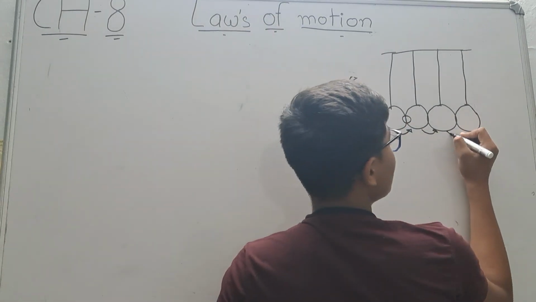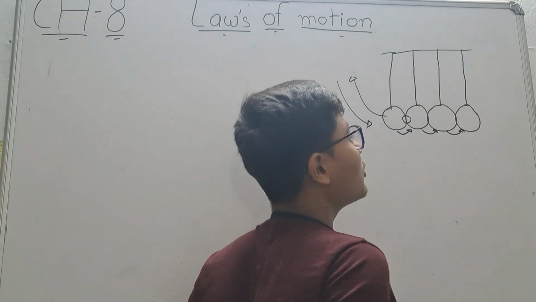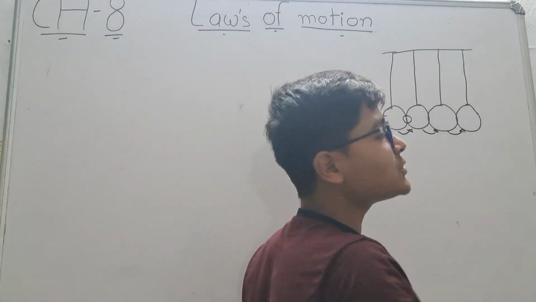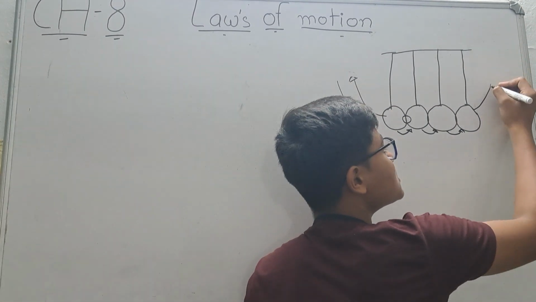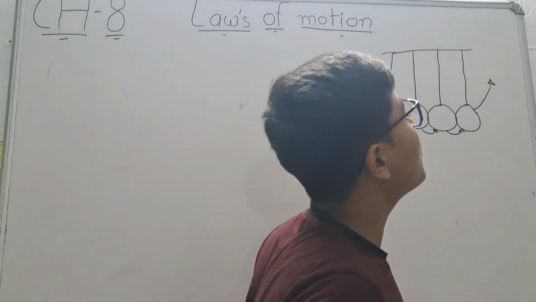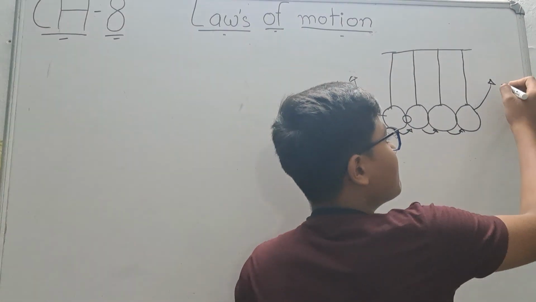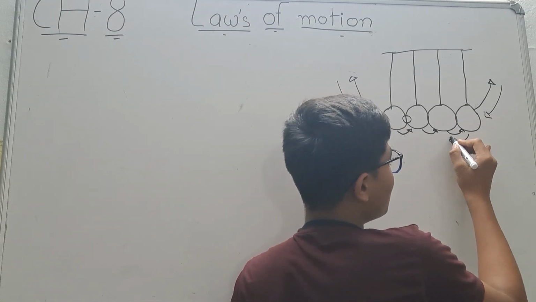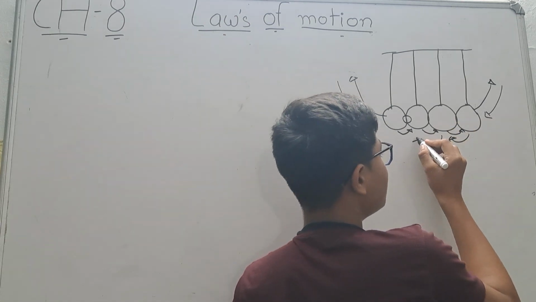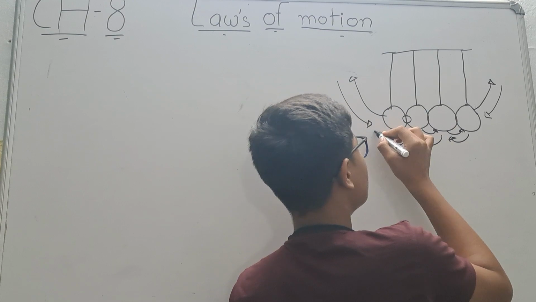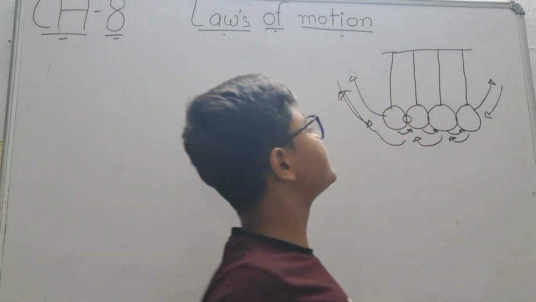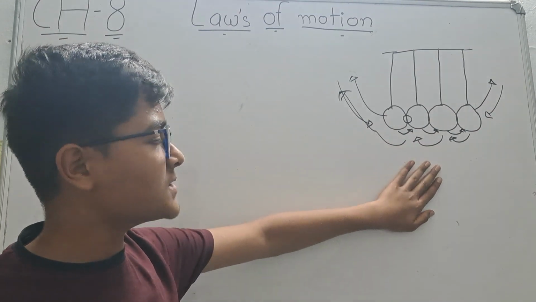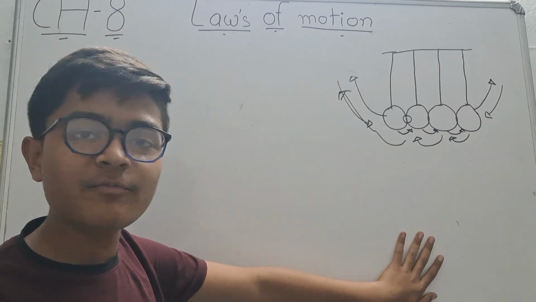So this ball will also transfer momentum to the next ball. That ball, having sufficient momentum and space, will go high and come back. This ball will transfer momentum to this ball, and this ball will go up. So here are the examples of momentum conservation and transfer of momentum.